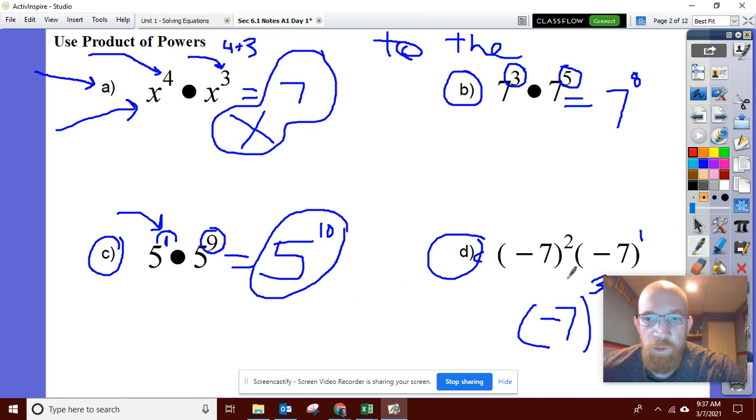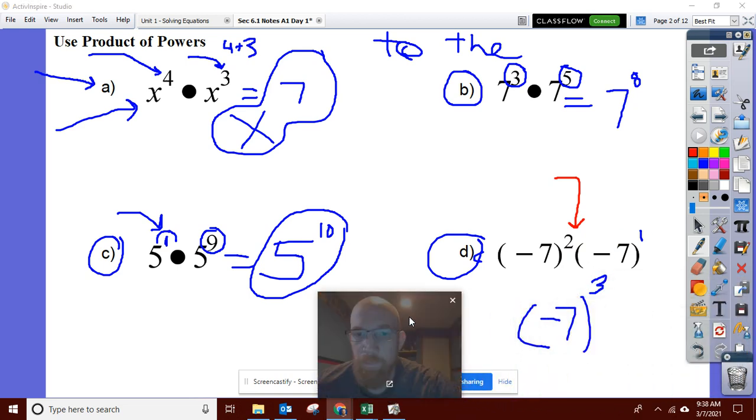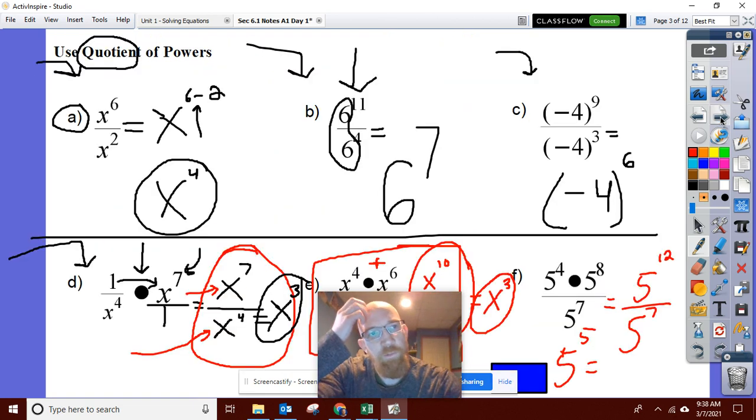And then this is an interesting one. I really want you to see this: when there's nothing in between here, just parentheses, that means multiply as well, remember? They have the same bases. The base is -7. We would be adding 2 plus 1, and we get 3. There you go, 3. So that was the product of powers practice. And then this one is the quotient of powers practice.